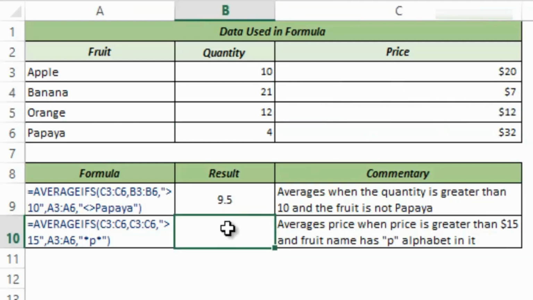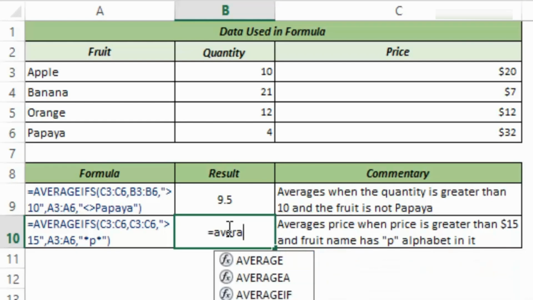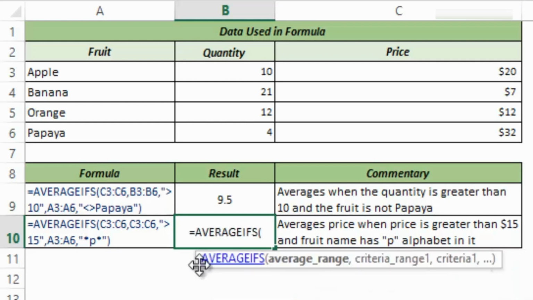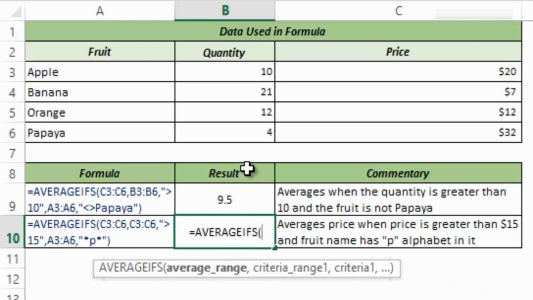Now you can also use wildcard characters in your conditions, and this is true for all the criteria if you're using any function such as COUNTIF, SUMIF, AVERAGEIFS. So you can use wildcard characters there. Now let me show you how it works. I type AVERAGEIFS, I hit tab, and here I want to find the average of the price when the price is greater than 15, which is my first condition, and the second condition is that the fruit name should have the alphabet P in it.